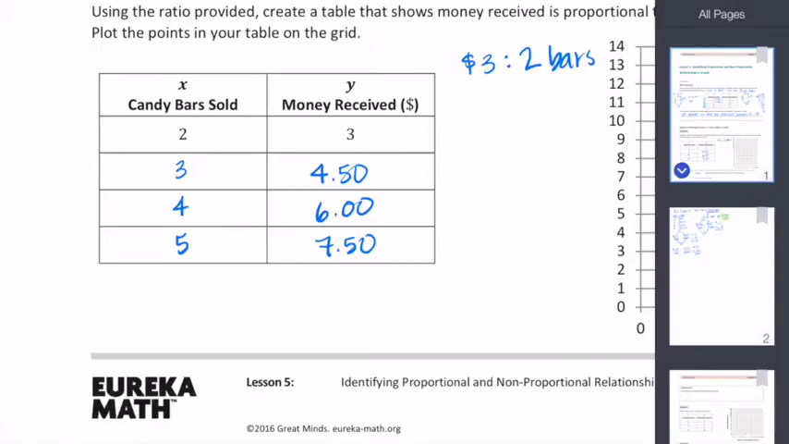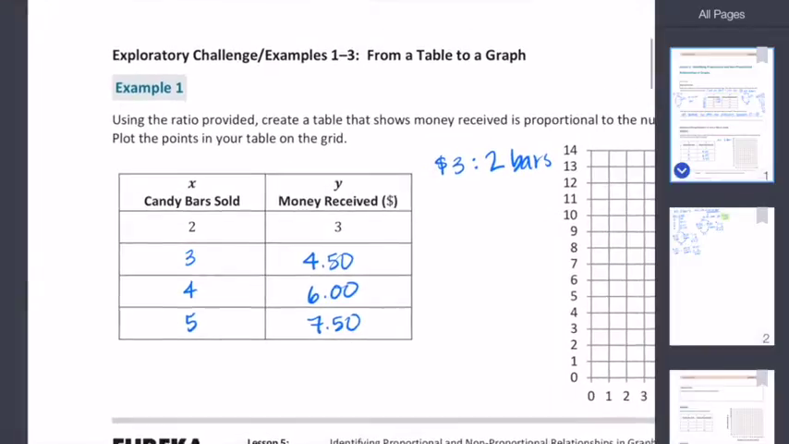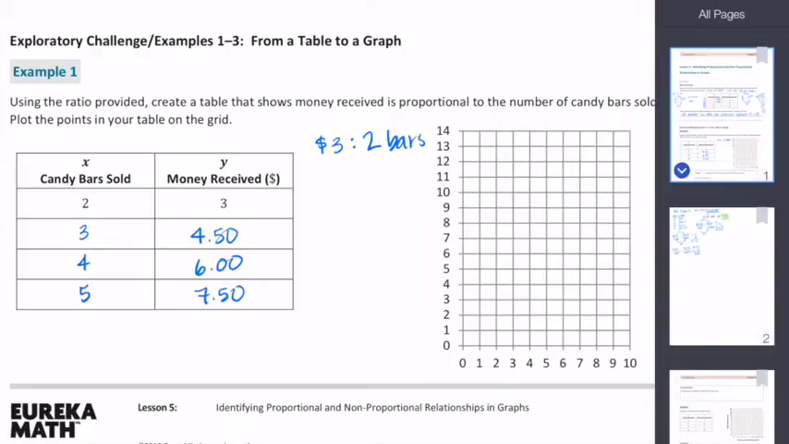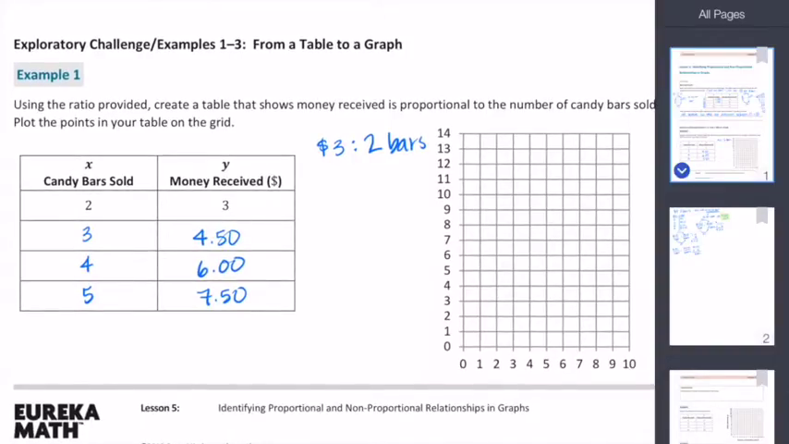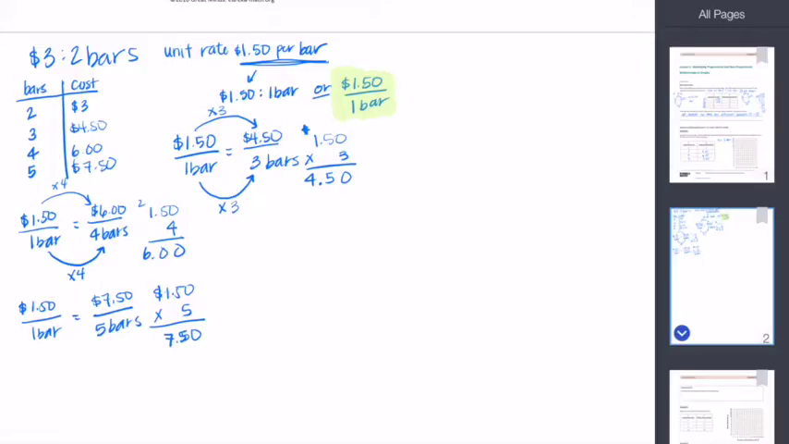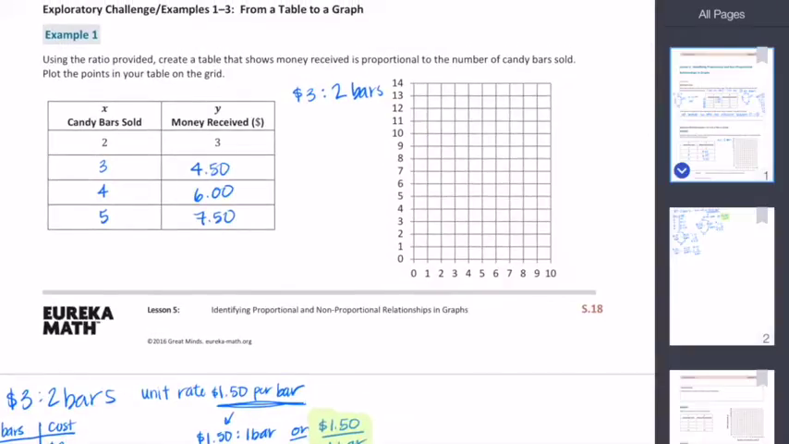Now our example says to get the table so that it shows proportionality. Great, no worry about that. So now we have to plot the points from the table onto the grid. Before we do that, we need to review some things about putting points on our grid. This is what we call a coordinate plane. But before we plot, I want to do some review.